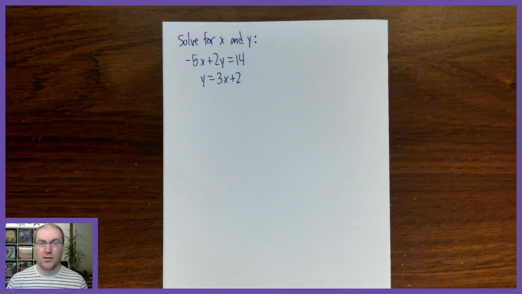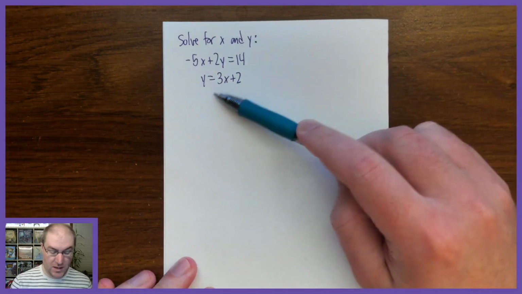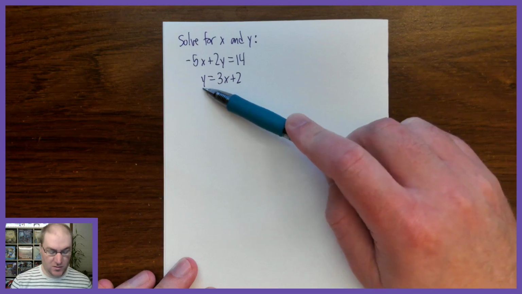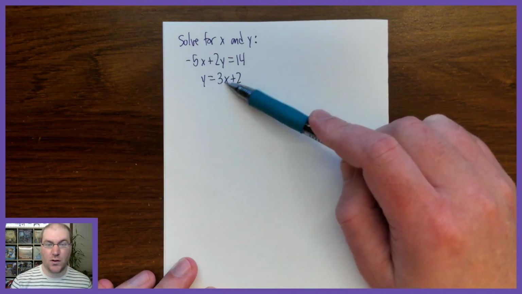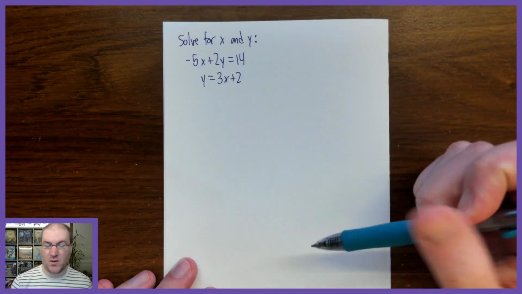In this video, we're going to look at how to use substitution method to solve a system of equations. So, substitution method is best used when one or both of your equations has a variable isolated all by itself. So in this equation, you can see that y equals 3x plus 2. As long as one of the equations has a variable all by itself, substitution method is the best method to use.